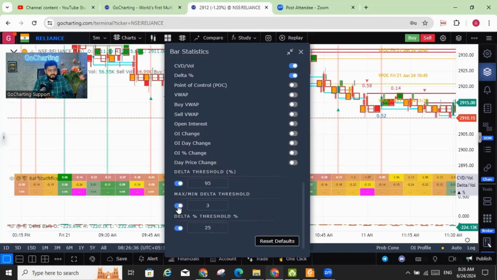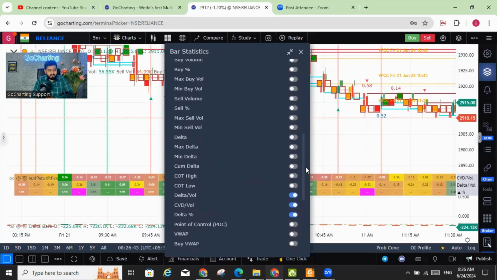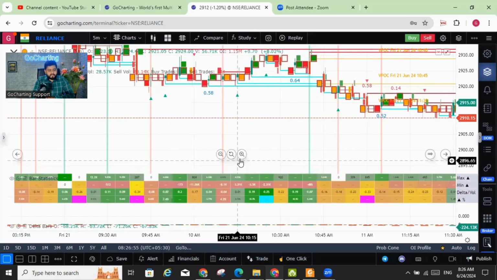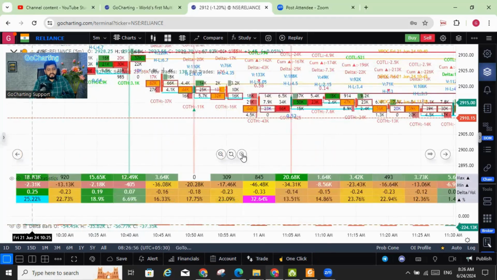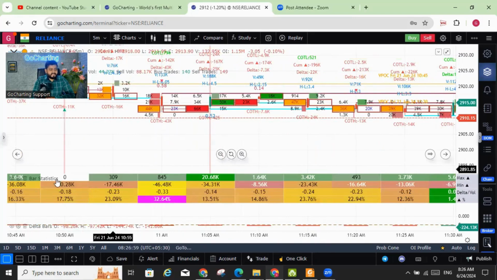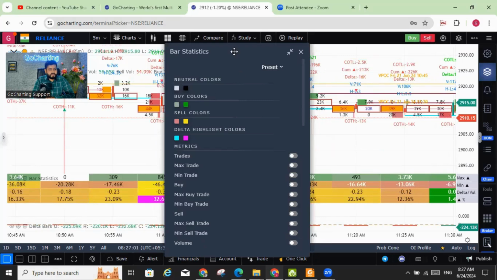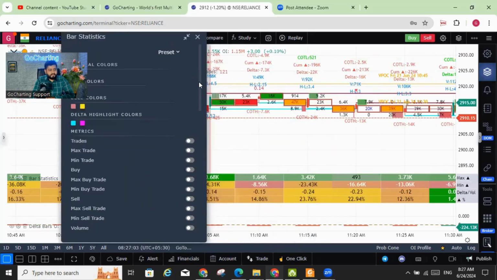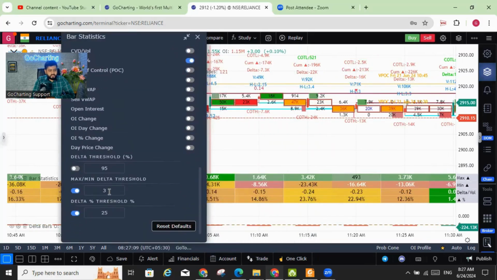Now, what is this option? Max by min delta threshold. First of all, let me add the max and min delta. Now, friends, there are many traders who want to trade at a particular delta level. If they see that the delta value has crossed a particular level, then only they enter. So you can switch on this threshold. For example, here the max delta is 3.42k. If you make it 3000, these are the values for max delta over here.